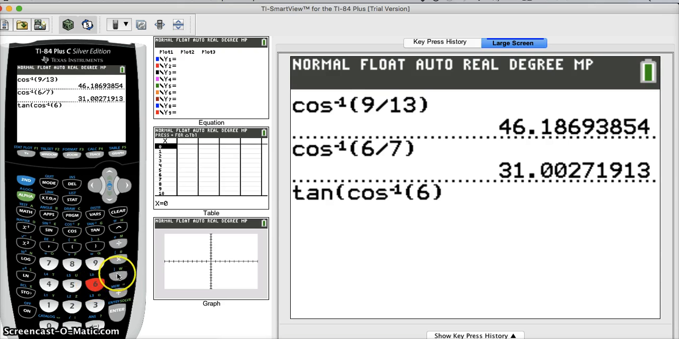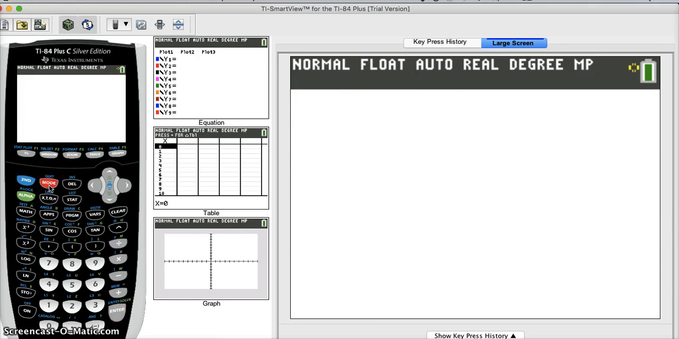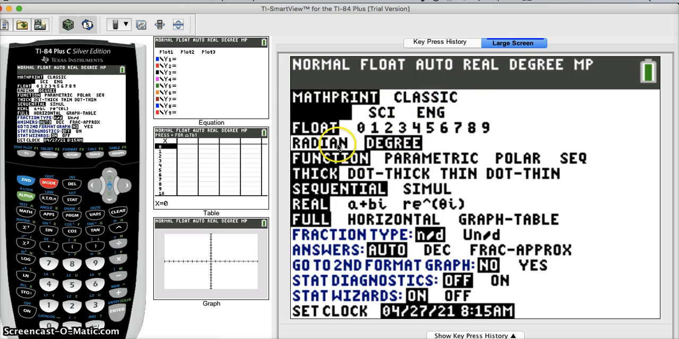Honestly, it doesn't matter whether I'm in radians or degrees, because ultimately I'm just looking for a ratio in this situation. So when I do that, I end up with this as the ratio, 0.607. But what I want to show is that even if I went into the mode and changed to radian mode, I should get the same value.